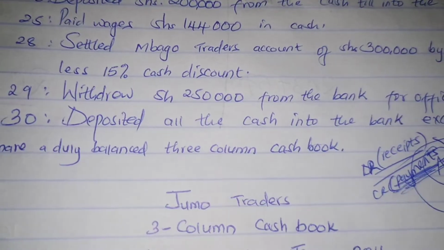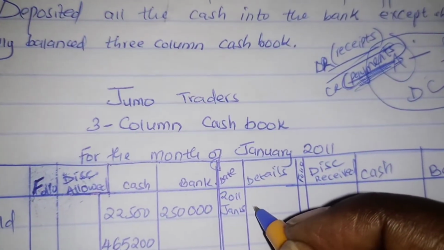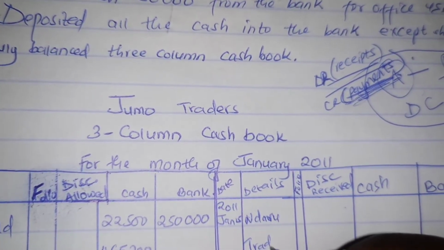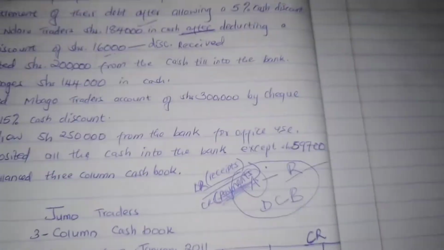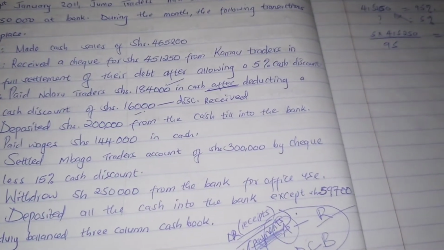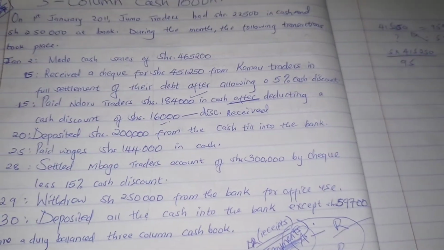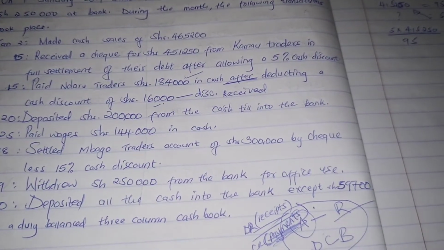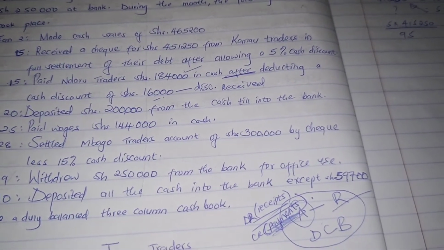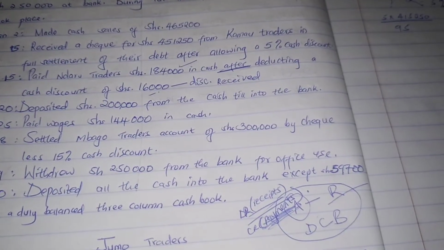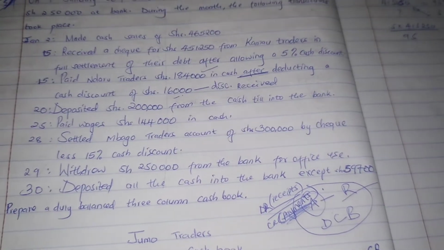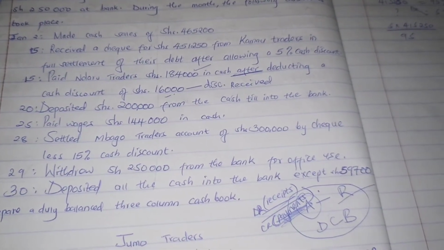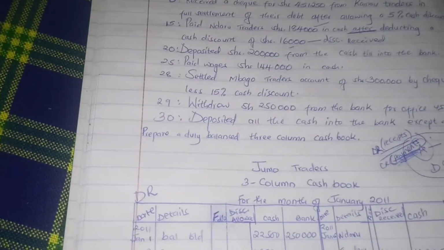184,000. To whom did we pay? Daru Traders. How much did we pay Daru Traders? We paid Daru Traders 184,000 in cash. What discount did we receive? 16,000. Then on 20th, deposited 200,000 shillings from the cash till into the bank.